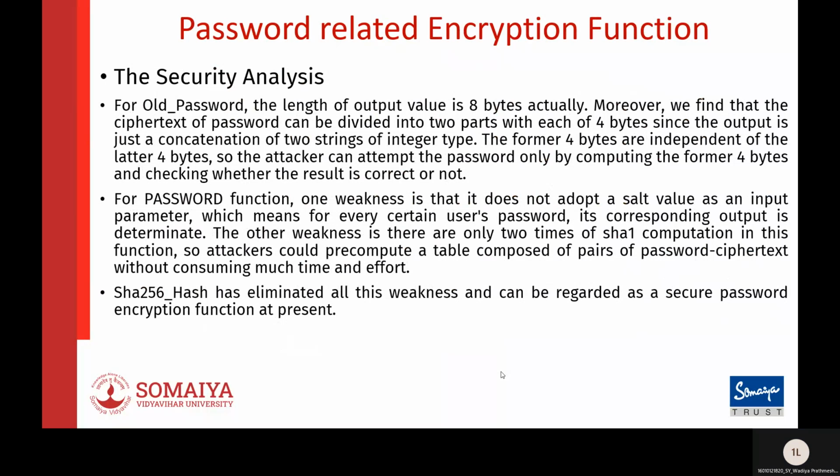correct or not. For the password hash function, one weakness is that it does not adopt a salt value as an input parameter, which means for every certain user password, its corresponding output is determinate. The other weakness is that there are only 2 computations of the SHA-1 algorithm in this function. So attackers could pre-compute a table composed of pairs of passwords and ciphertexts without consuming much time and effort.